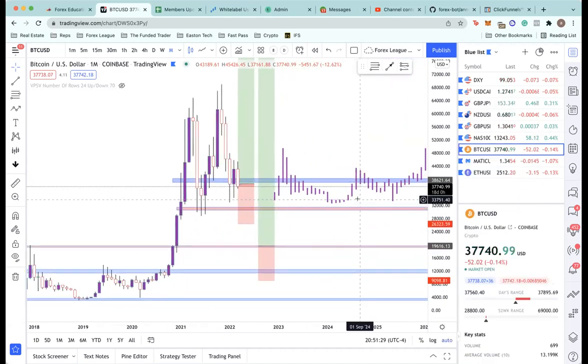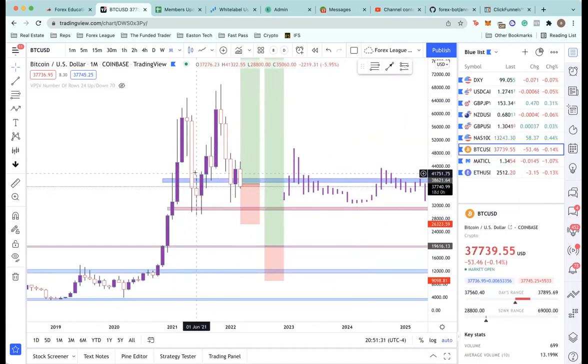Yeah. I mean, even on the monthly, look how much conviction was here. Yeah, it's a lot. Nothing really took off.